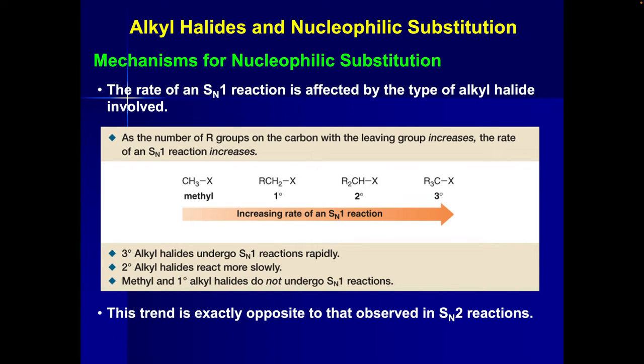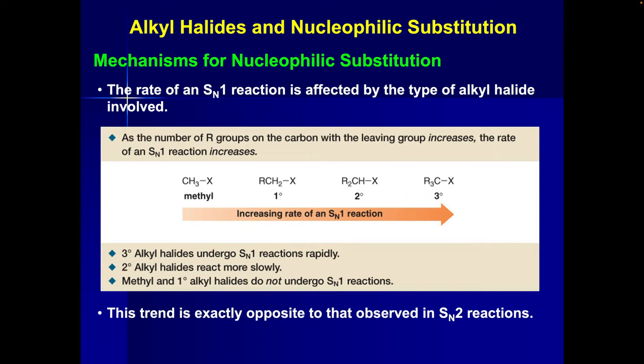What we know is that the rate of an SN1 reaction is going to depend on the type of halide involved. Now let's assume that X is all the same halogen here for the moment. Let's just pick on bromide. Let's say we have methyl bromide, some kind of primary alkyl bromide, some kind of secondary alkyl bromide, and some kind of tertiary alkyl bromide. Okay? What we know is that the rate of reaction will be very, very quick for a tertiary alkyl halide. If I had a secondary alkyl halide, the reaction would actually be quite slow.